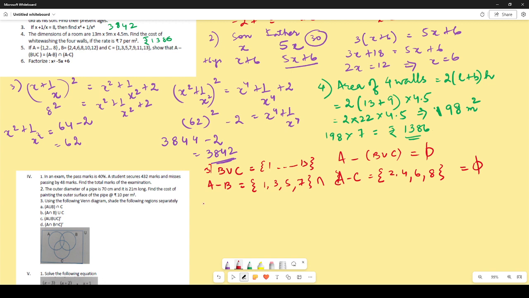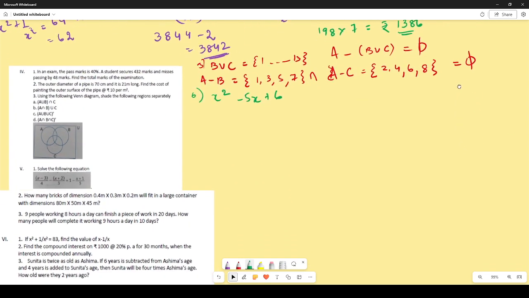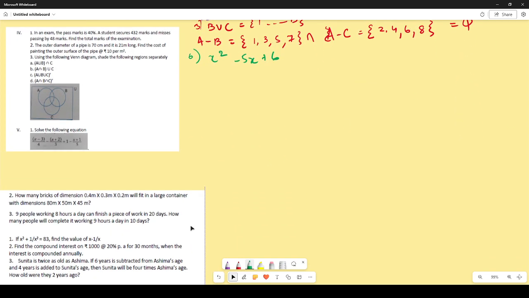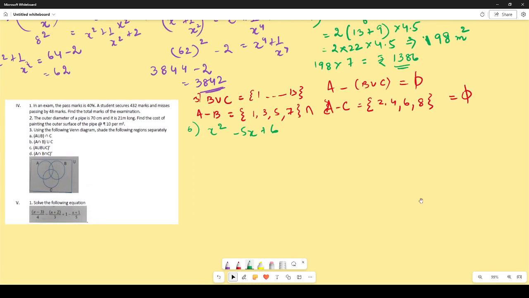Now let us check out this last question over here, which is factorize x square minus 5x plus 6. Let us see how we are supposed to factorize this. Now this will be a middle term split. So you have to look for the factors that will give minus 5 on adding and plus 6 on multiplying. So the factors will be x square minus 3x minus 2x plus 6.